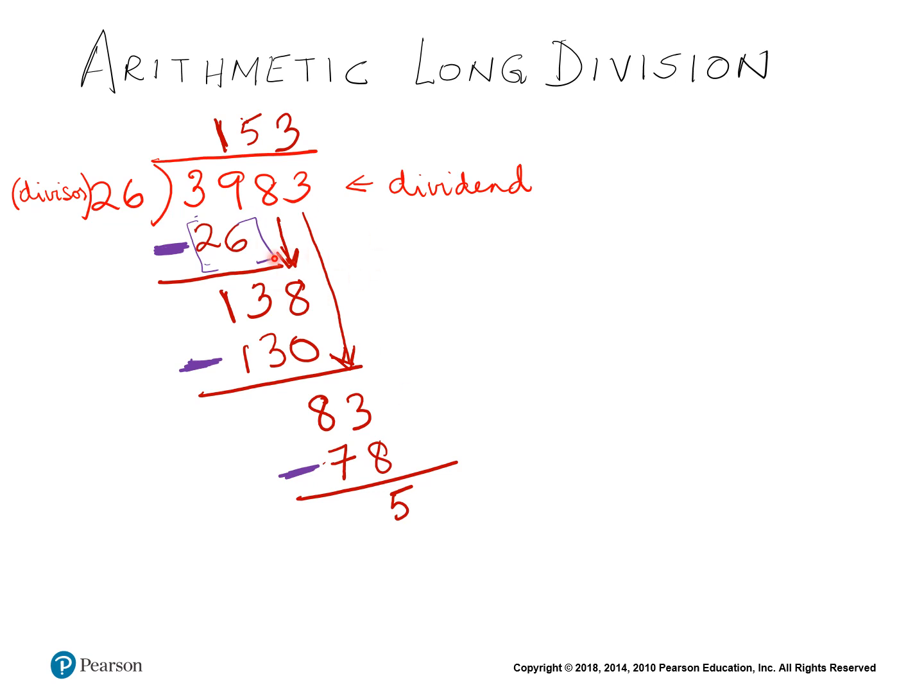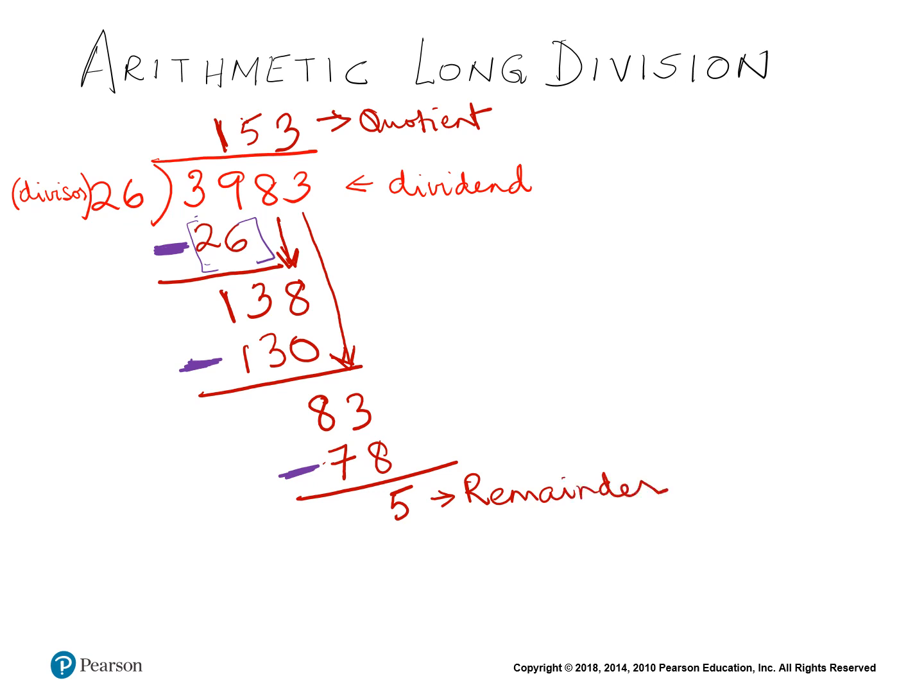Now, what is the result from this division? 153 is what is called the quotient. All right, quotient, and 5 is called the remainder. Right, 5 is called the remainder.